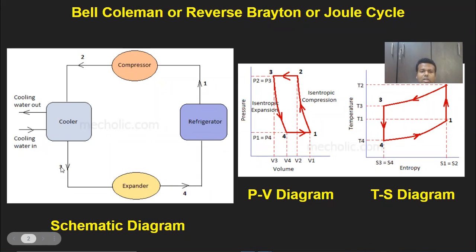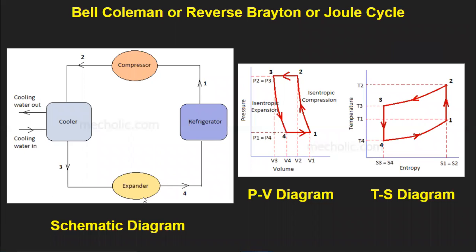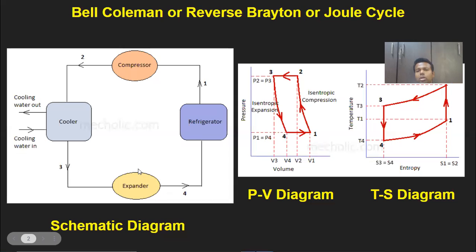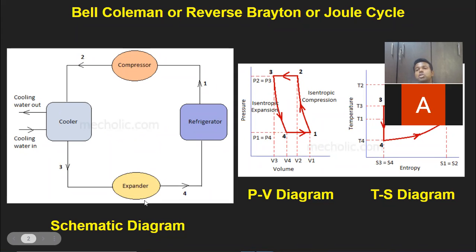Now 3 to 4. It's an expander. You can see it is the reverse of the compressor. You can see both the components I have placed exactly in a reverse manner. The compressor is at the top and the expander is at the bottom. The expander works exactly opposite to the compressor, so in the expander, obviously expansion will occur.